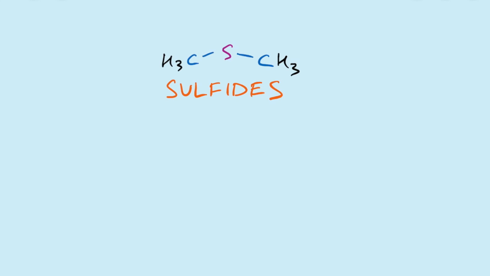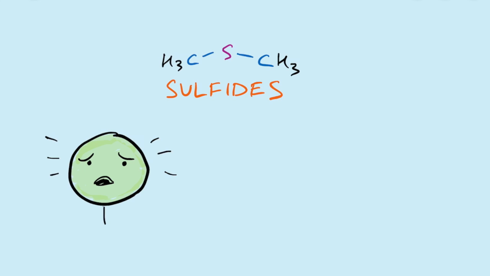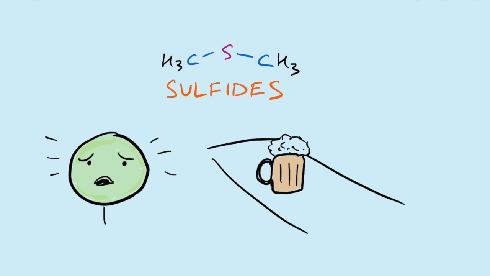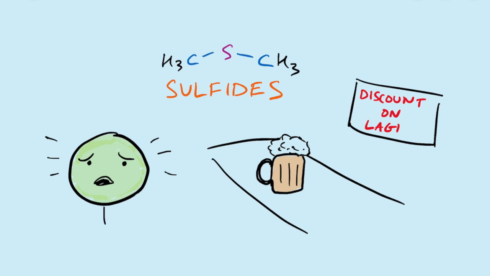Sulfides are the sulfur versions of ethers. They generally taste and smell quite bad and are a common byproduct during the beer brewing process. Failure to remove these sulfides yields quite an unpleasant lager.